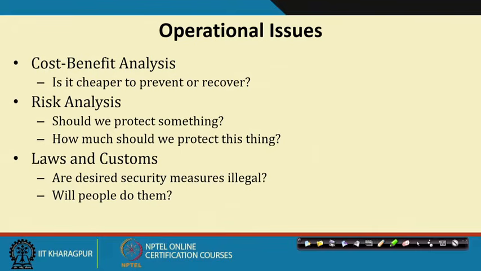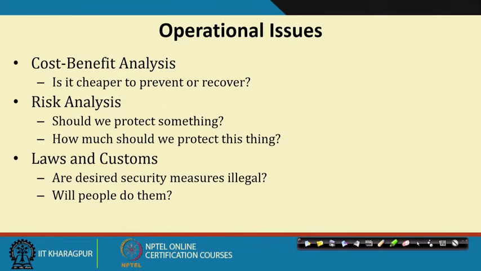And of course, there are operation issues, and cost benefit analysis: whether investing so much is becoming a cost benefit, whether there is a return on investment. There are issues of risk analysis: should we protect something, and how much should we protect it, etc. Like, there are say 20,000 odd systems in the IIT Kharagpur campus, within the academic campus or even on the campus, but not all of them are important to the authority. For IIT Kharagpur authority or smooth functioning, maybe 100 odd systems are more critical.